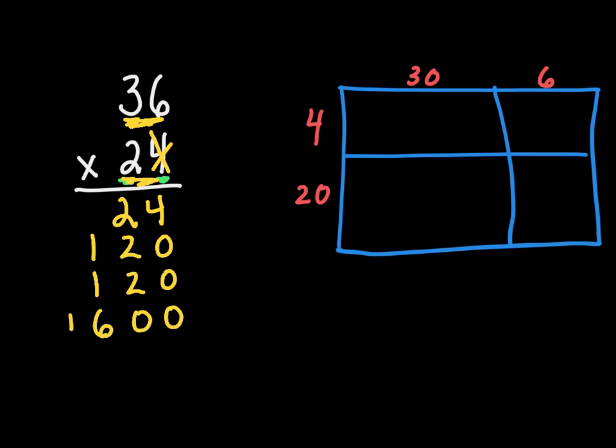There's our partial products, and we're going to add them. 4 ones, 6 tens, 8 hundreds. All right, now let's check it using the area model.